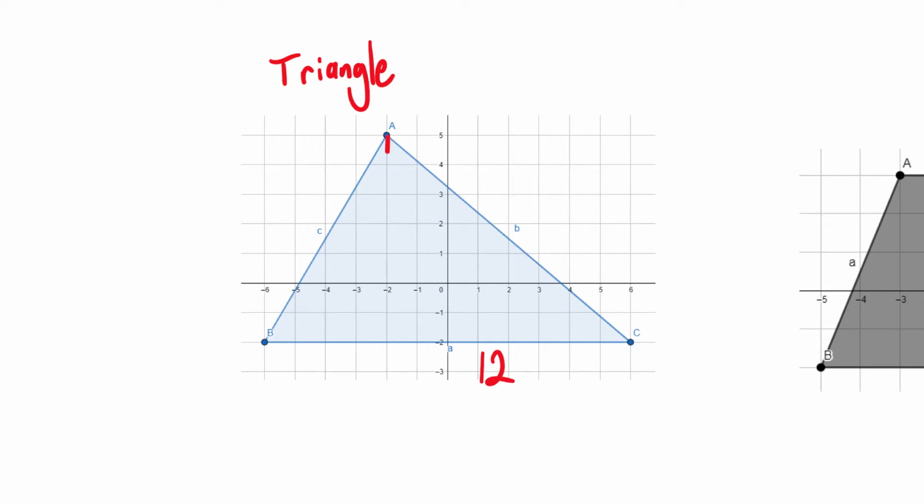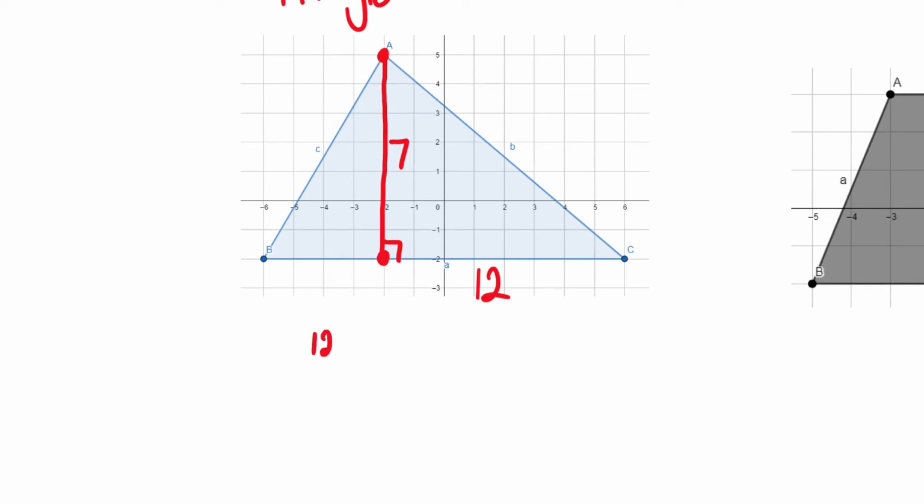Now the height is going up to the tallest point up here, 90 degrees perpendicular to the base. So how tall is it? What's the height? 7. So base times height divided by 2: 12 times 7 divided by 2. What does it give you? Okay, 42. And this is not necessarily in centimeters or anything. So this is going to be 42 units squared.